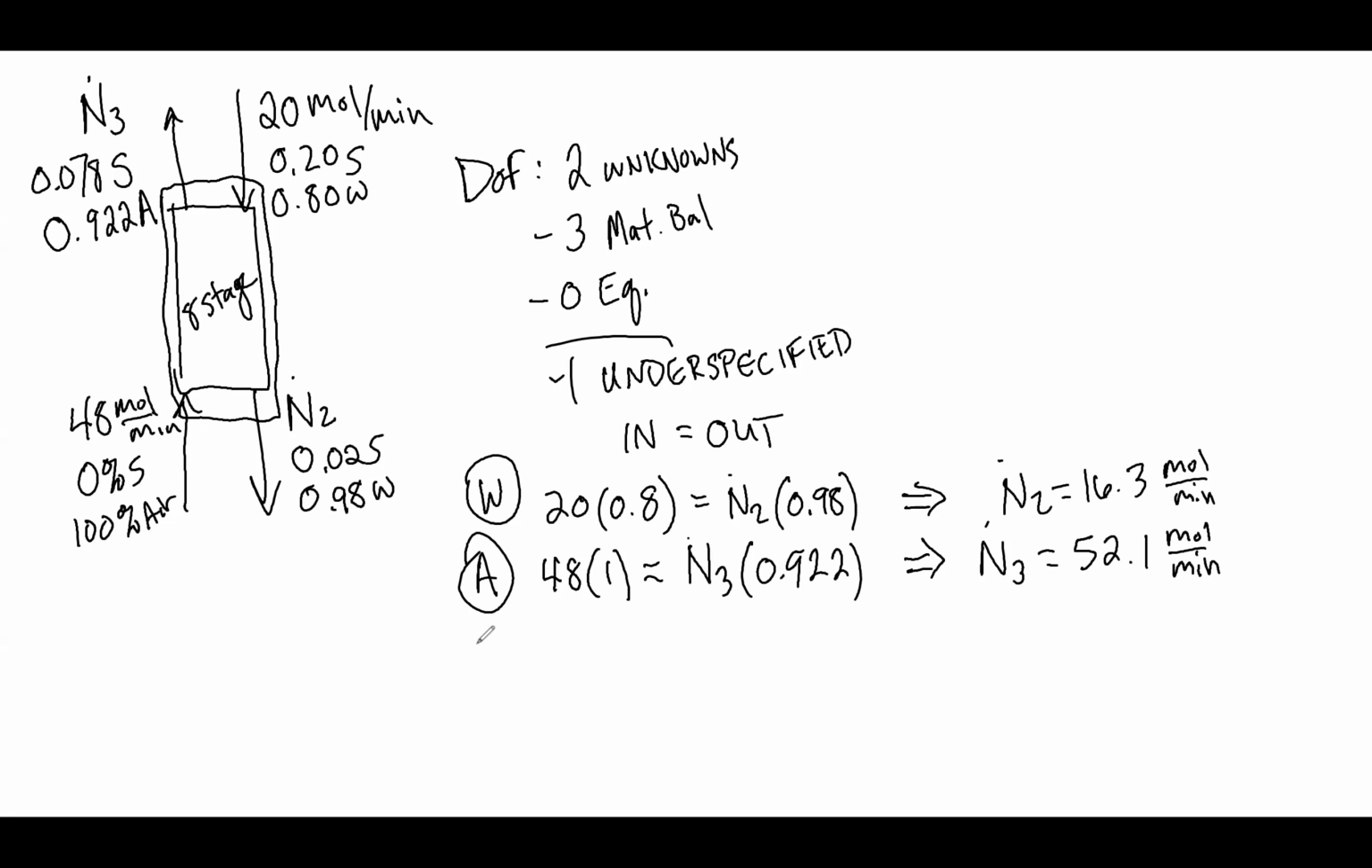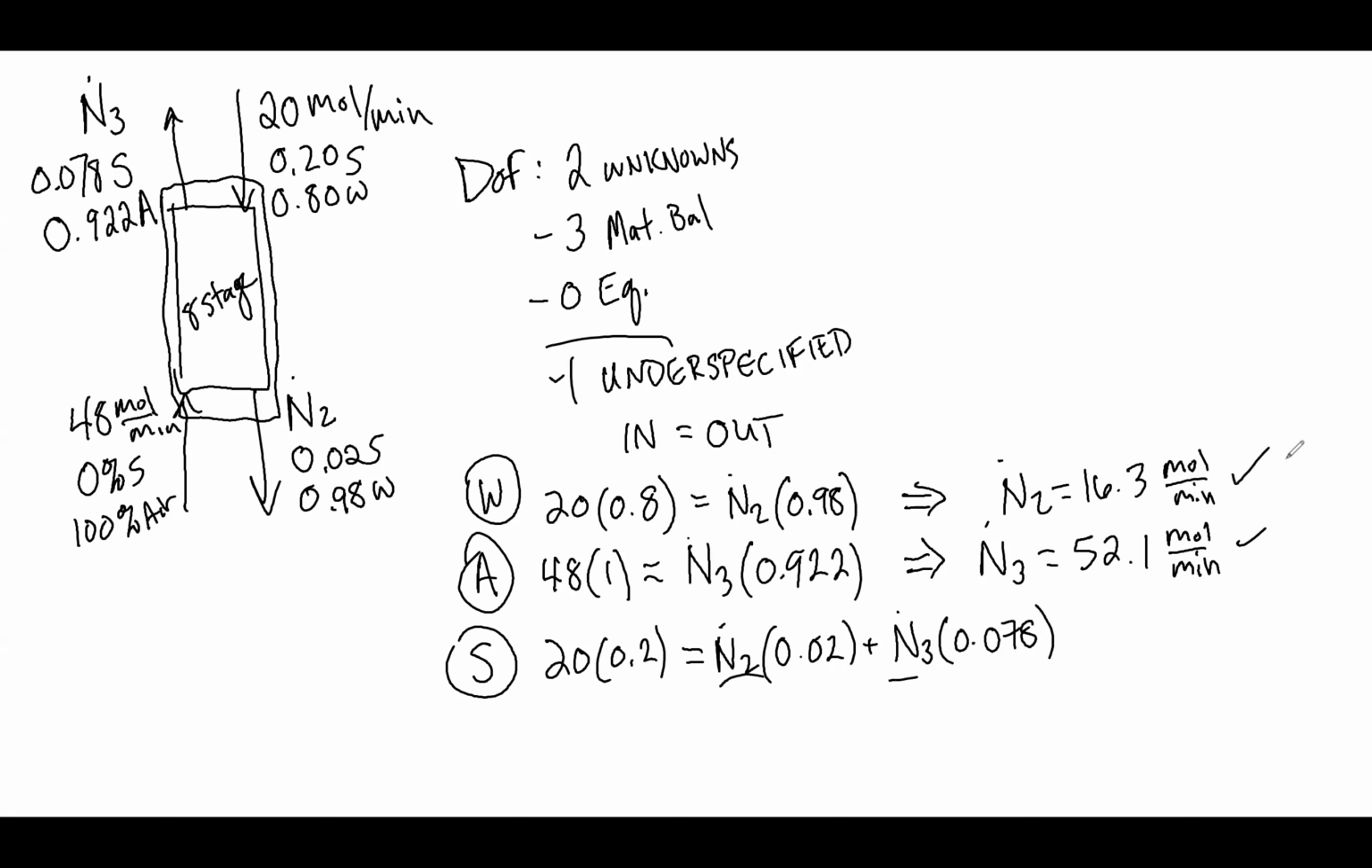So let's go ahead and do the solute mole balance. I have 20 moles per minute times the mole fraction, 0.2, so 4 moles per minute of solute coming in. That is going to equal N2 times 0.02 plus N3 times 0.078. And I already know what the numbers for N2 and N3 are. We just solved for those above. So I can plug those numbers in and work out this equation.